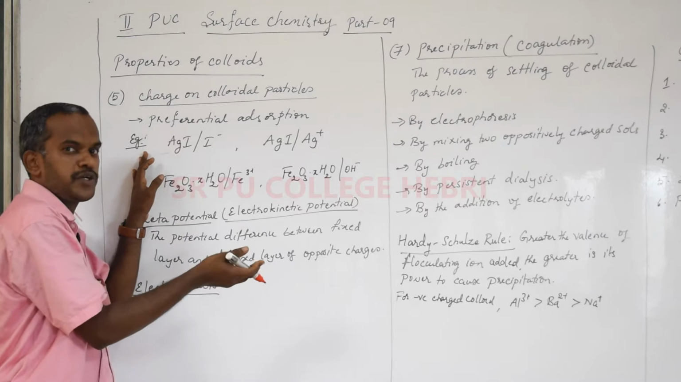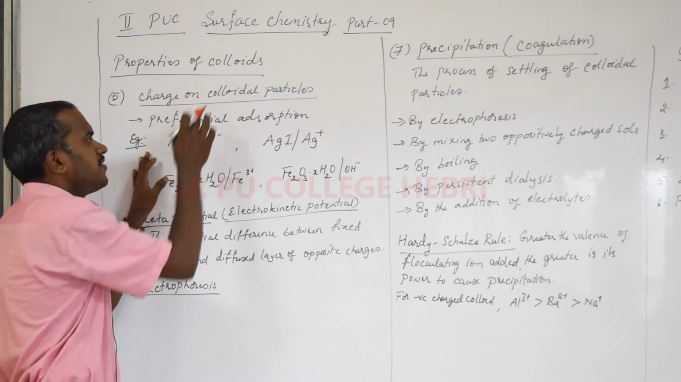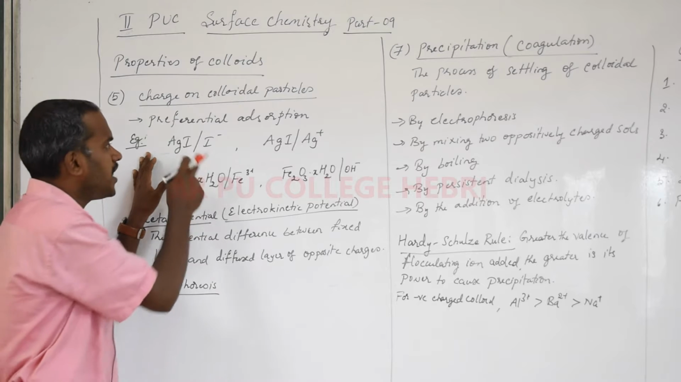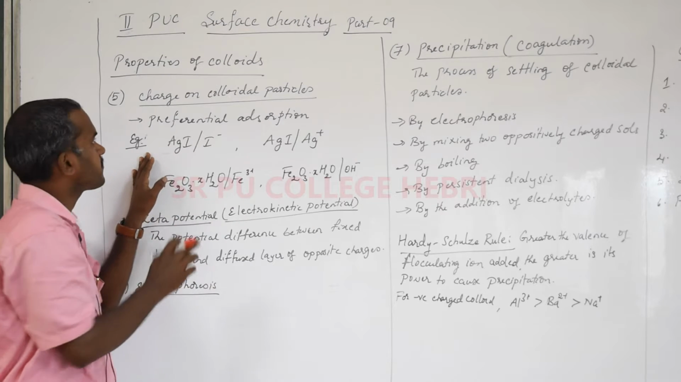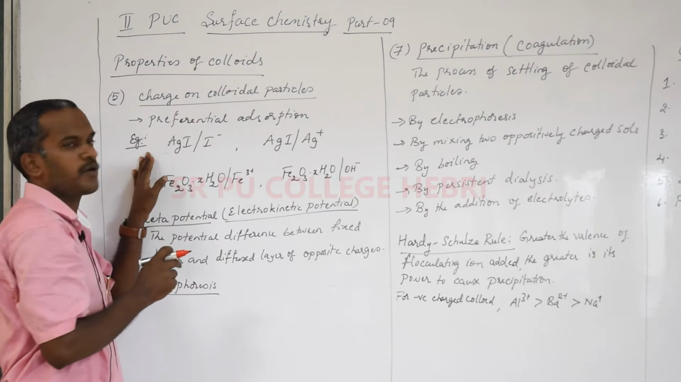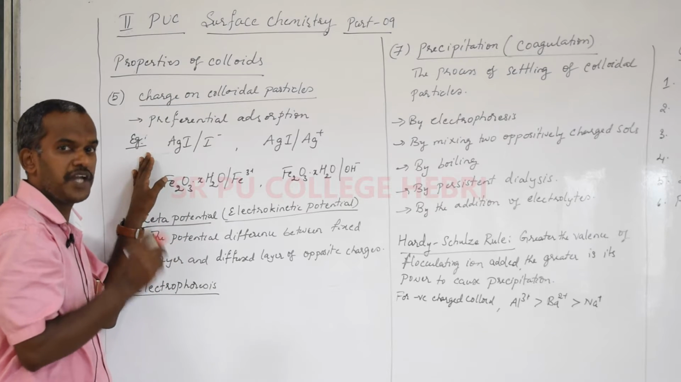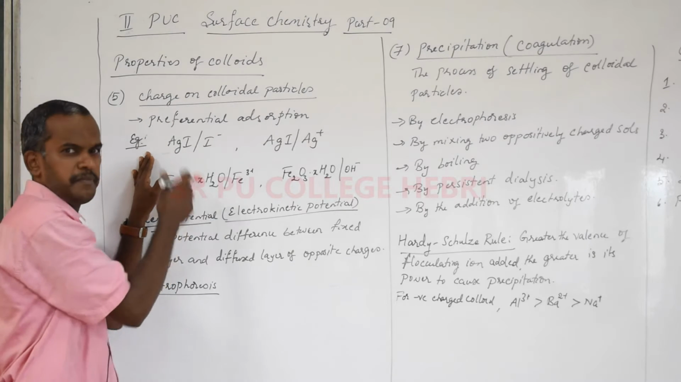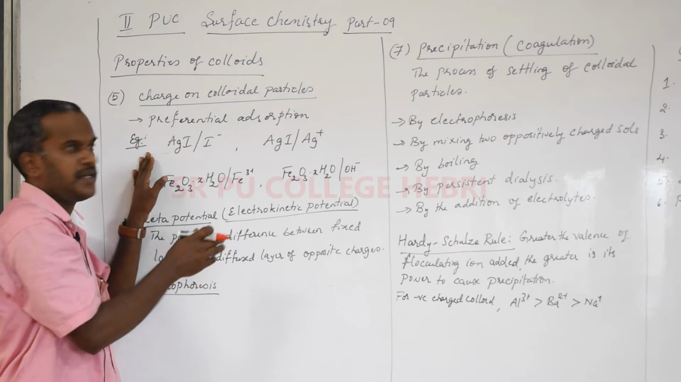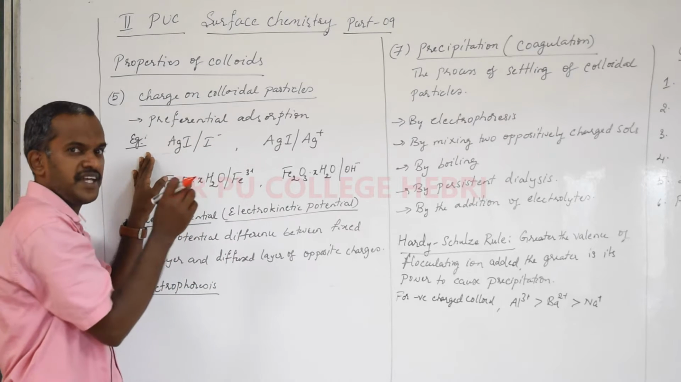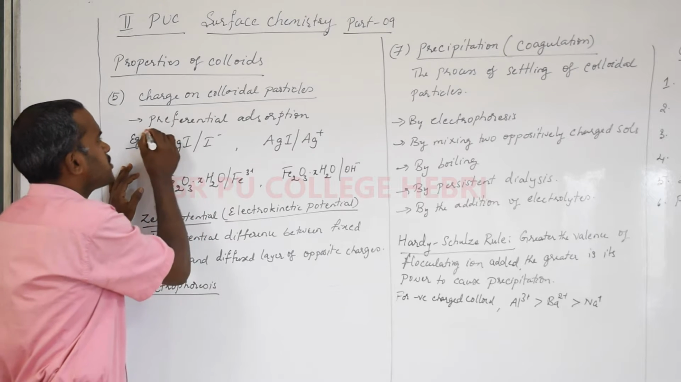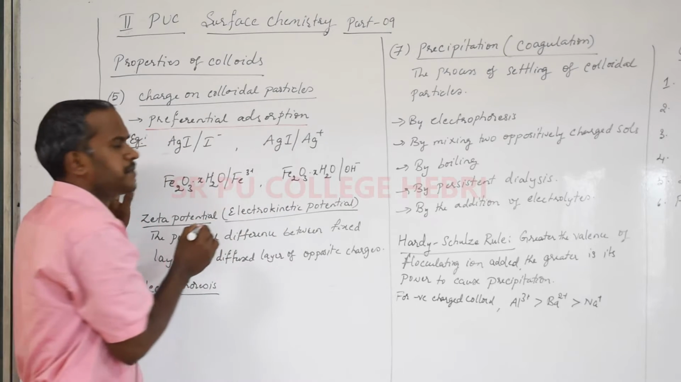Now compared to a true solution, in a colloid there is always a single charge. Remember, it is not both the charges, any one of the charges will be present. Now the question you will ask is why the charge is present on the colloidal particles, or how the charge comes to a colloidal particle? You may prepare it by Bredig's arc method, by chemical methods or by peptization. Now the charge on the colloidal particle is either a positive charge or a negative charge. That is explained based on preferential adsorption.